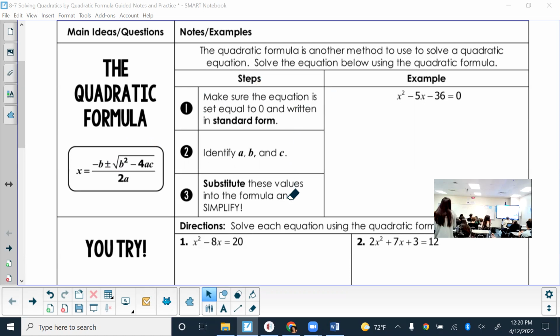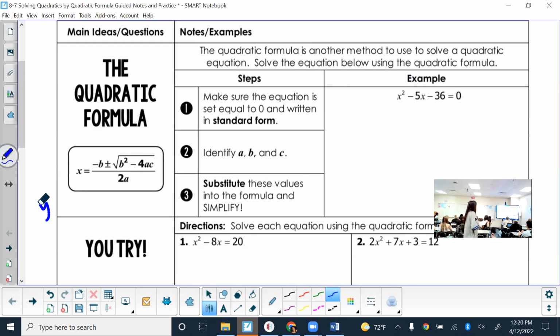We've done some of these steps before, like making sure the equation is set equal to 0 and written in standard form. So if you don't remember what standard form is, here it is, write it down again. Y equals ax squared plus bx plus c. All right, so set it equal to 0, make sure it's written in standard form. Is it set equal to 0? Then great, we get to move on to the rest of the steps.